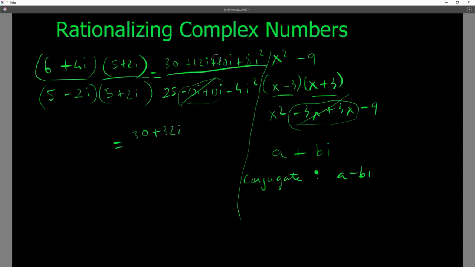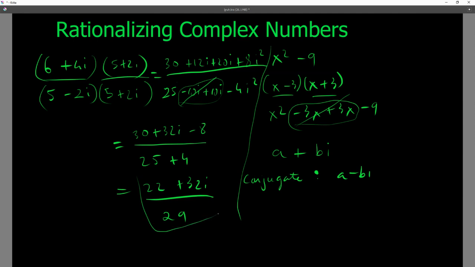Now you add these two. They don't cancel, see, because they're not conjugates of each other. So the i is still there. And then i squared is negative 1, so you have minus 8. And the bottom I have 25. Here, i squared is negative 1, so that becomes positive 4. And so you combine these, I have 22, because 30 minus 8 is 22, plus 32i. And bottom, I have 29. See, there's no more i at the bottom, because i squared is real, it's negative 1, and the i's cancel each other. So this is the answer, and that's rationalizing, okay?